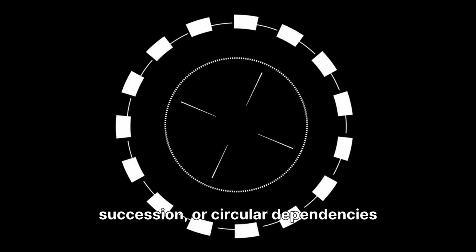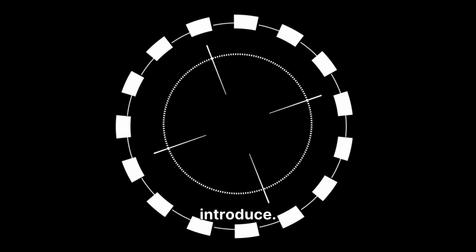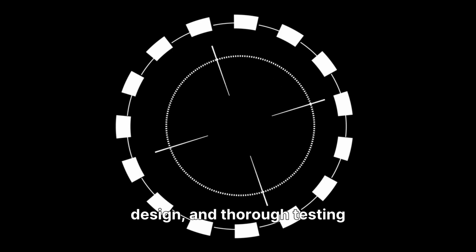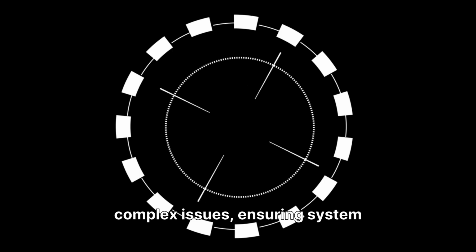Be aware of potential problems like event storms, where too many events are triggered in rapid succession, or circular dependencies that events can inadvertently introduce. Following coding guidelines, careful design, and thorough testing can effectively mitigate these complex issues, ensuring system stability.